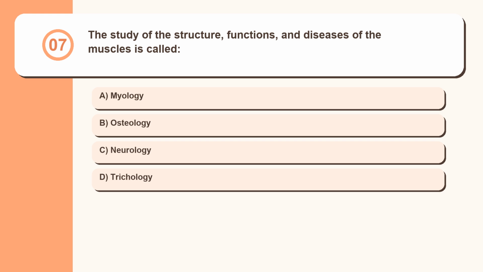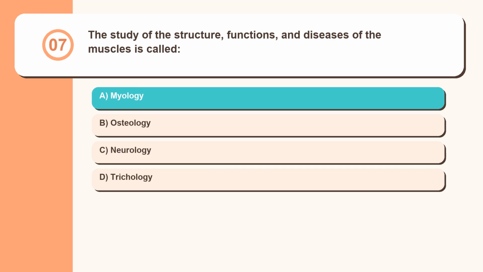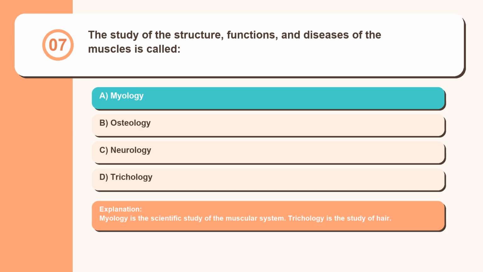Question 7. The study of the structure, functions, and diseases of the muscles is called myology, osteology, neurology, trichology. Myology is the scientific study of the muscular system. Trichology is the study of hair.